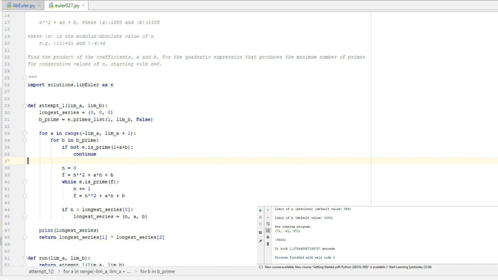Now this might help, it might not, I'm not entirely sure, but we're going to find out by running 27. And again, we've cut our time in half. So I think this is a pretty smooth solution to this problem.